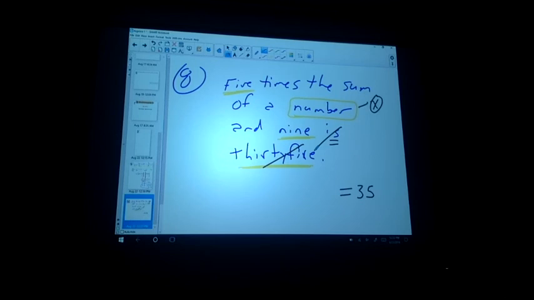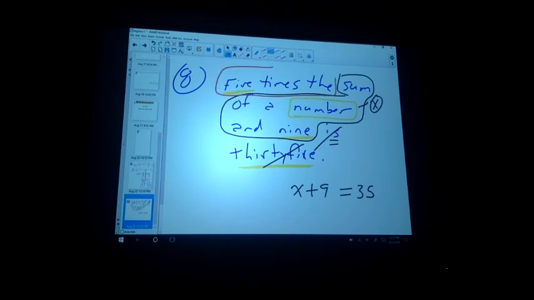5 times the sum of a number and 9. So the sum of a number and 9. What does sum mean in math? Addition. So the sum of a number and 9. You agree with that? So now I want to do this. 5 times the sum. So it says, hey, you are going to sum up this number. So I want 5 times the sum of the number and 9 is 35. See how I did that? I broke it down slowly.